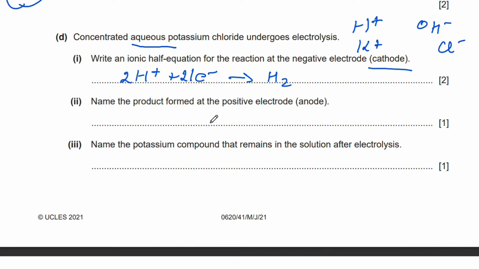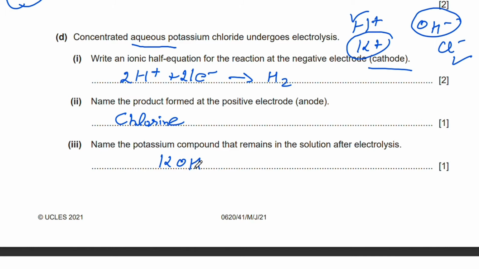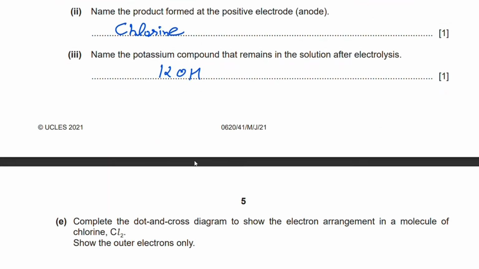Now name the product formed at the positive electrode. Now see, at the positive electrode there are OH minus and Cl minus ions, but the Cl minus ion will be oxidized. So what is formed is chlorine. So at anode we have chlorine only. Now third one, name the potassium compound that remains in the solution after electrolysis. Now see, in the electrolysis, as we have seen, hydrogen is being used up and chlorine is being used up. So these two are left. It forms KOH, which is potassium hydroxide. So what remains will be potassium hydroxide.